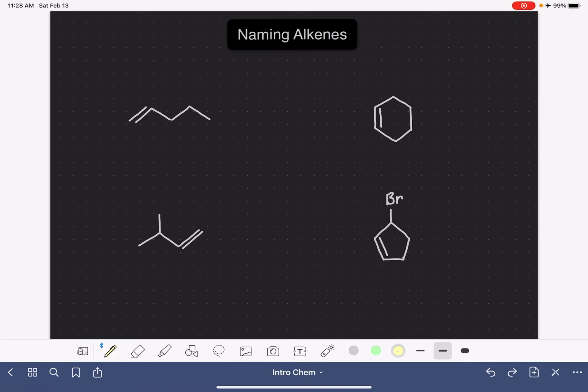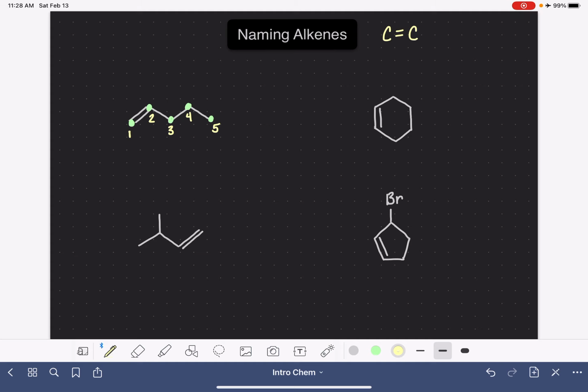An alkene is a molecule that has a carbon-carbon double bond. In this video, I'm going to teach you how to name alkenes. In general, we're going to follow the same rules that we use for naming alkanes. We'll begin by identifying the longest continuous chain of carbon atoms in the molecule, and then we'll number that carbon chain starting at the end of the molecule that is closest to the carbon-carbon double bond. From left to right, in this case, 1, 2, 3, 4, 5.